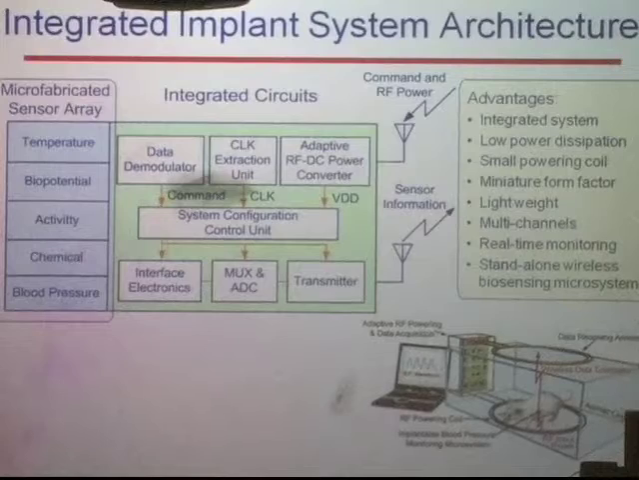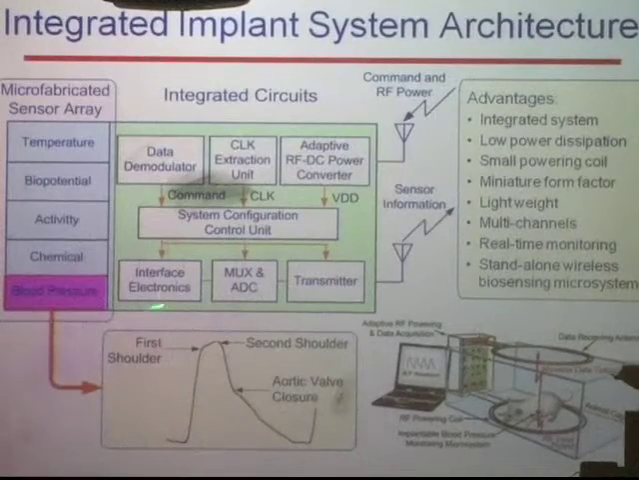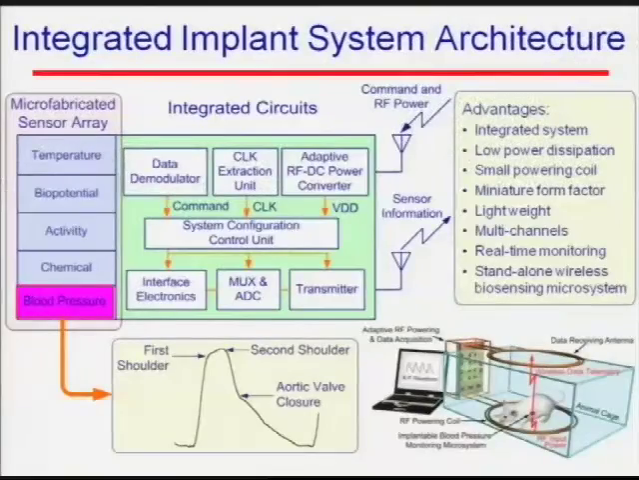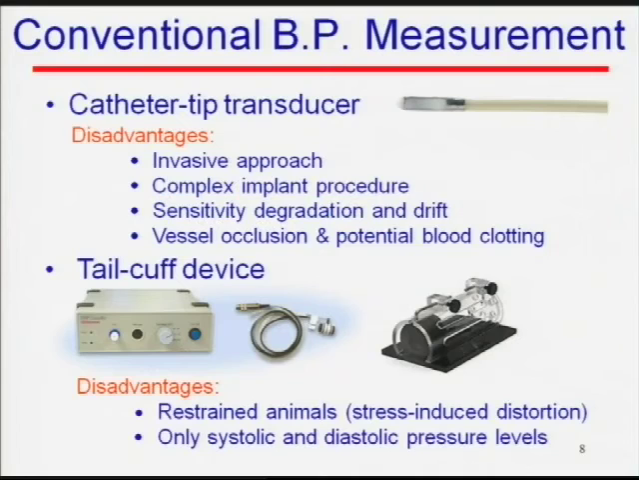Now, the important thing for this talk is that I'm going to emphasize the blood pressure. I don't have time to talk about the temperature, biopotential, and activity. Let's focus on the blood pressure. This is the continuous time domain blood pressure waveform we want to achieve. Talking about blood pressure measurement, the first question I always ask my graduate students is, what can be done nowadays? What's the typical approach? One approach is to use a catheter tip transducer.